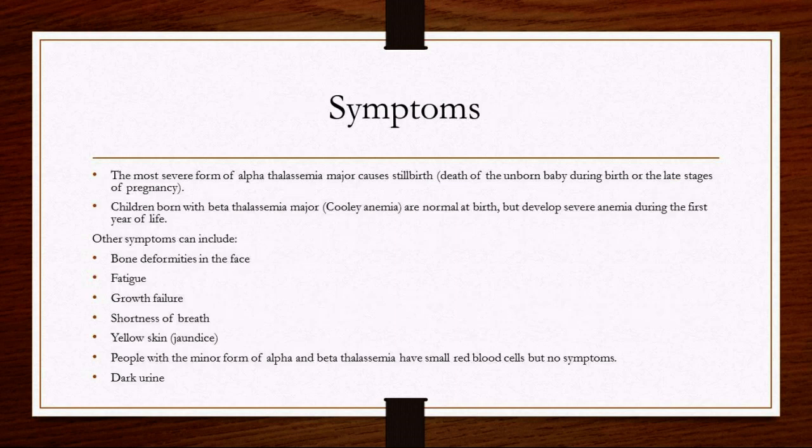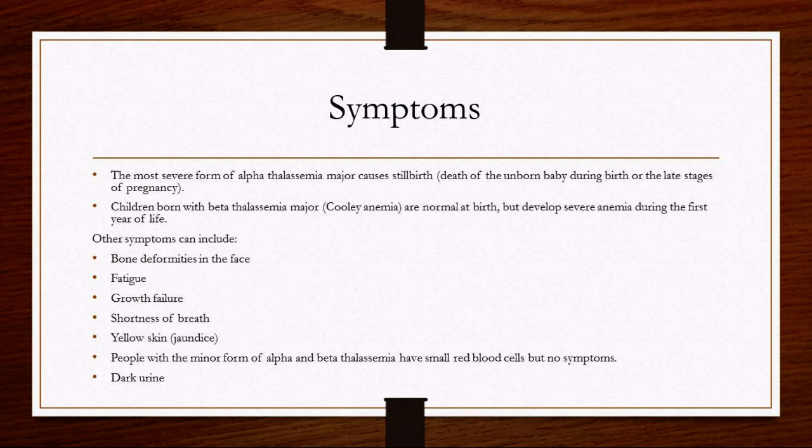So some of the symptoms: for the most severe form of alpha thalassemia, you'll see stillbirth in women, and then children born with beta thalassemia major, which is also called Cooley anemia. You might hear it being called that in the hospital. They're normal at birth, but they develop severe anemia during the first year of life. So you need to know this, because if you're doing family practice and you see a patient 6 months old that's exhibiting some of the symptoms, then that's what they need to be tested for. Other symptoms can include bone deformities in the face, fatigue, growth failure.